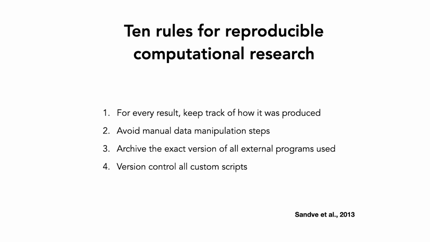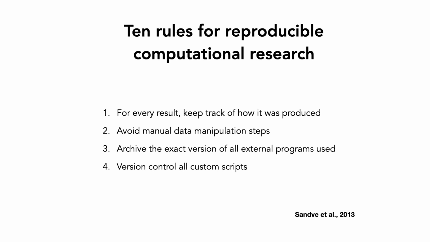Rule number 1, for every result, keep track of how it was produced. In other words, as a minimum, you should record sufficient details on programs, parameters, and all procedures to allow your future self to approximately reproduce the results. Rule number 2, again, avoid manual data manipulation steps. Manual data manipulation is more prone to errors, and such steps would be hard to reproduce. As much as possible, rely on the execution of programs instead of manual procedures to modify data.